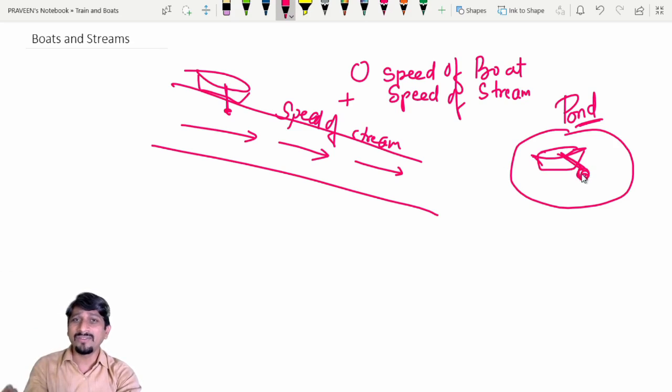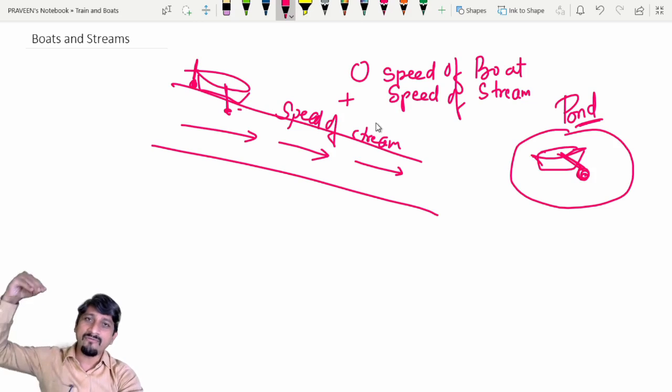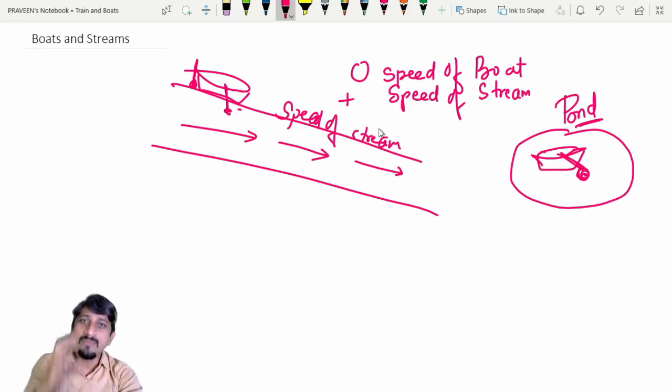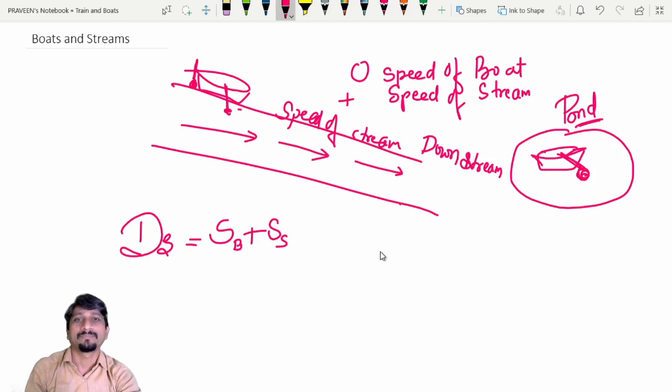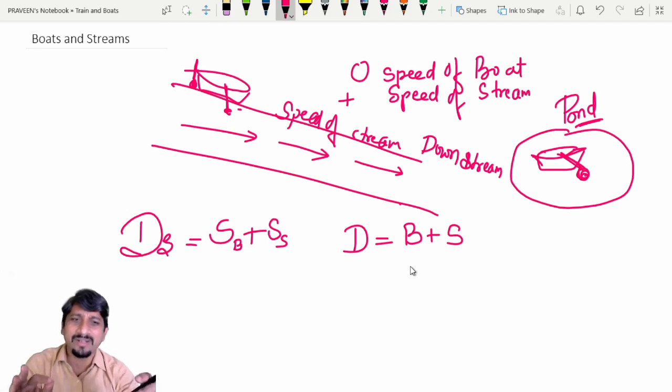But if we put the same engine or motor to this boat and run it here, will the speed of the stream also assist it to run faster? Yes or no? The same motor with the same speed, if you put it in the stream, will run faster, because the speed of the boat will be assisted by the speed of the stream. You can see it is going downstream. Downstream speed is always equal to speed of the boat plus speed of the stream. D is equal to B plus S. You can write it anyway, but this is the easiest way.